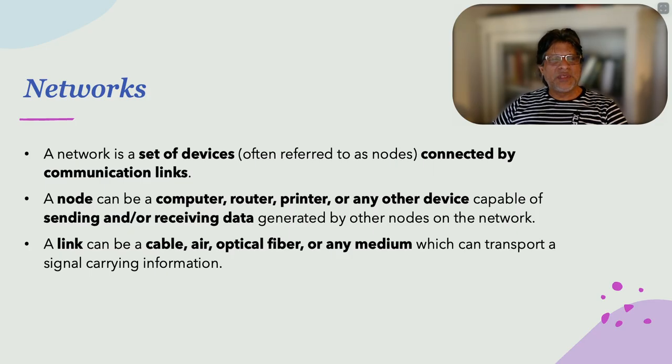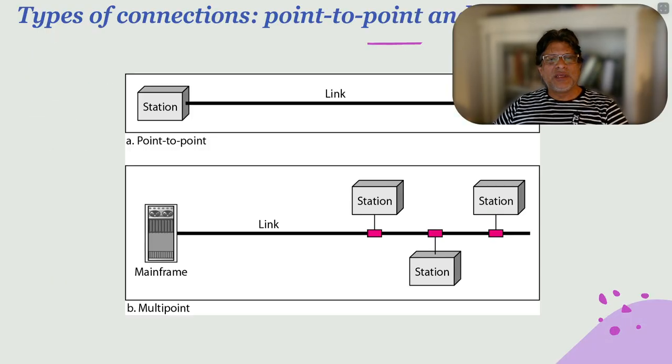A link can be a cable, could be air itself, because in the case of wireless networks, it's going to be just air basically, right? There's optical fiber, everything over the internet, over the whole World Wide Web, all over the world uses mostly optical fiber. Or it could be any other medium which can transport a signal carrying information.